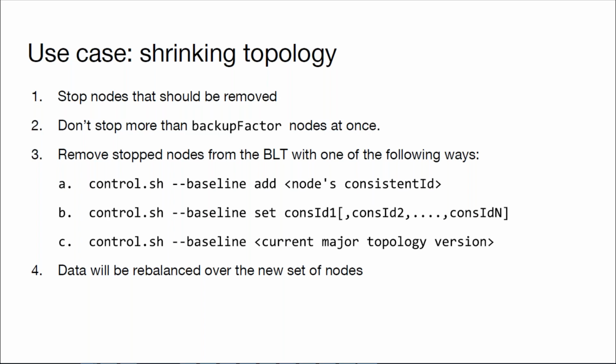So the safest way is to stop nodes one by one, but you can do it faster if your backup factor is bigger. Okay, after you have stopped the batch of nodes, you should just remove them from the baseline topology in one of the following ways, and then data will be rebalanced over the new set of nodes.